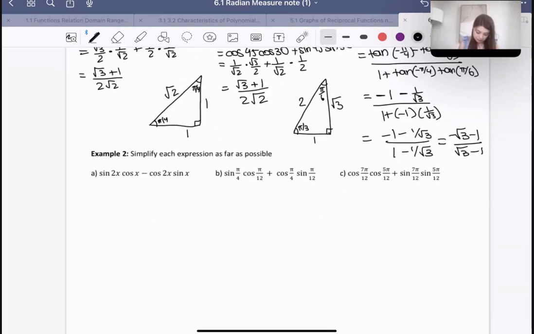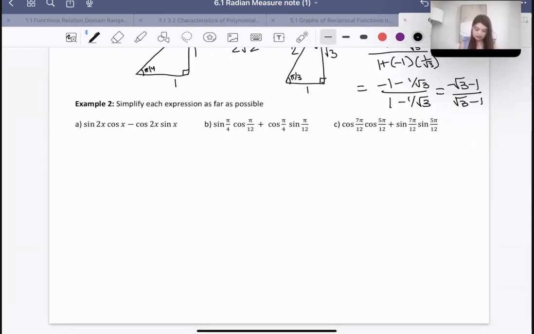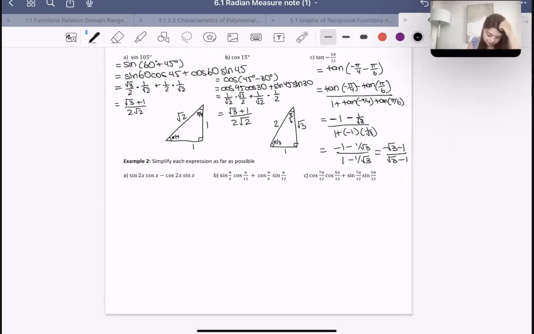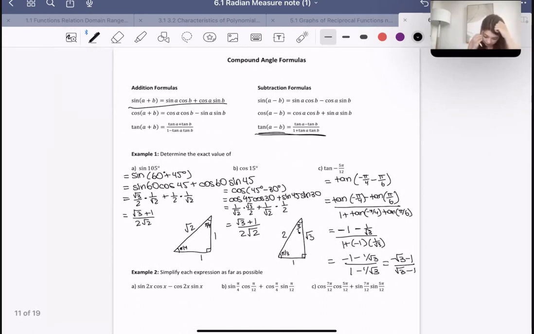Okay, let's move on to example 2. It says to simplify these as far as possible, and we're going to need to use our compound angle formulas to solve this. So for the first one, I see it's sine something, cos something else, minus cos something, sine something else. So which one of these lines up with that? Well, I think this one might.